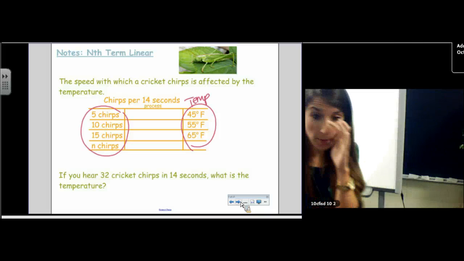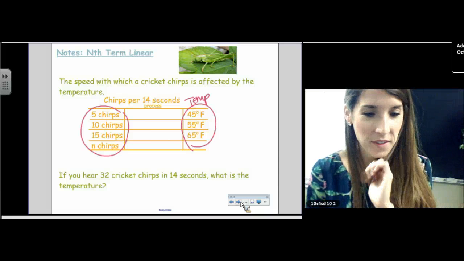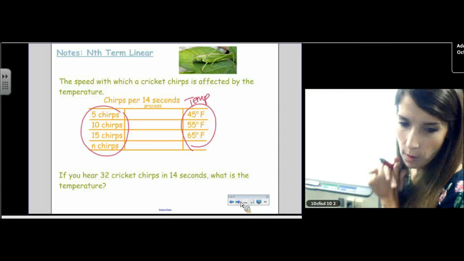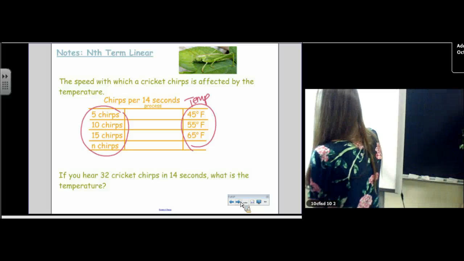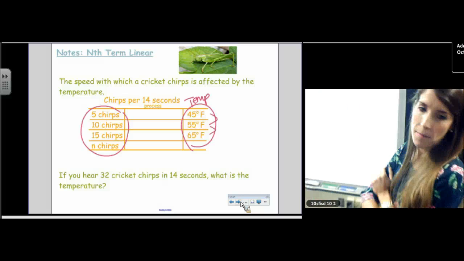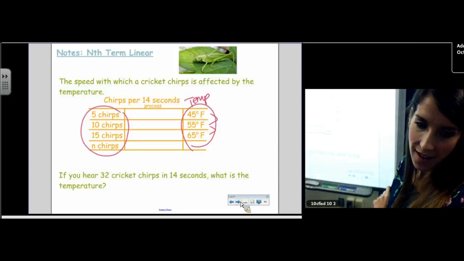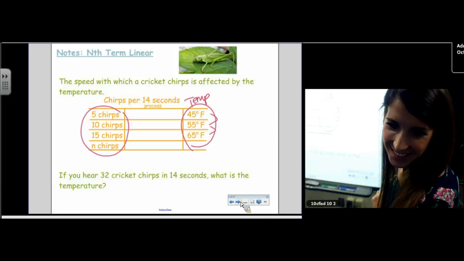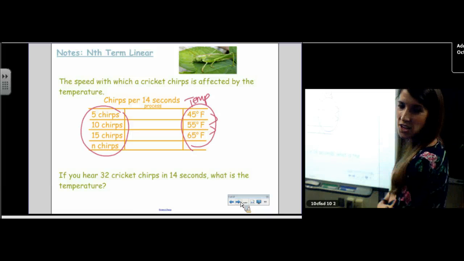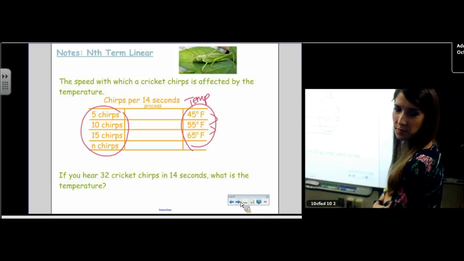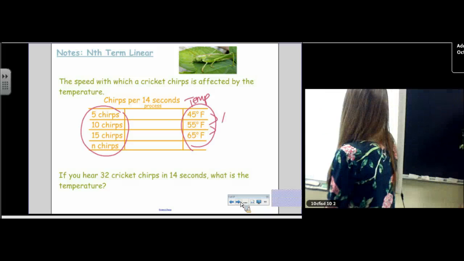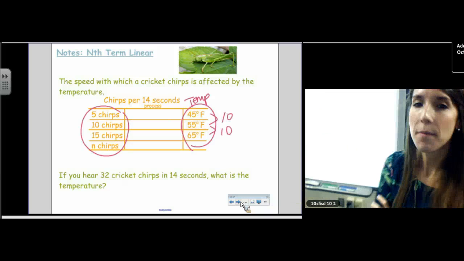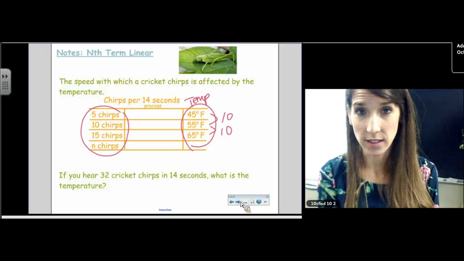We're going to start off like we always do, and we're going to do delta y, okay? So what's delta y? 55 minus 45, 65 minus 55. That's how they did it in the olden days. And you get, what's delta y? Yep, 10, 10.